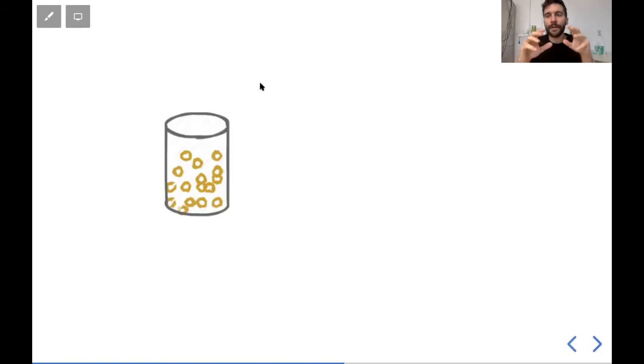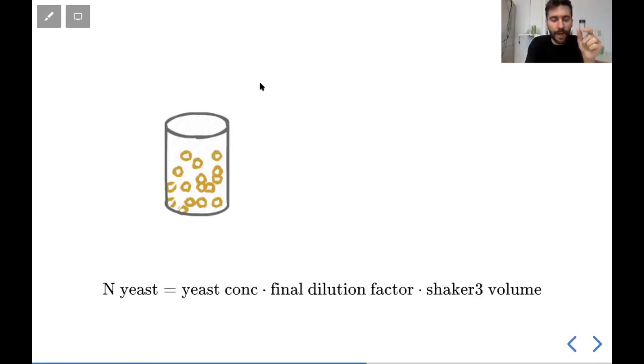Okay, so let's talk about the next step. Imagine this is our final dilution vial, which looks like this. How many yeast do I have in here? I have approximately my initial yeast concentration times the final dilution factor times the shaker volume. So it's 2 billion times 1 over 1,000 times 10 milliliters. That should be the approximate number of yeast in here. It's still a big number because the yeast concentration is so high.